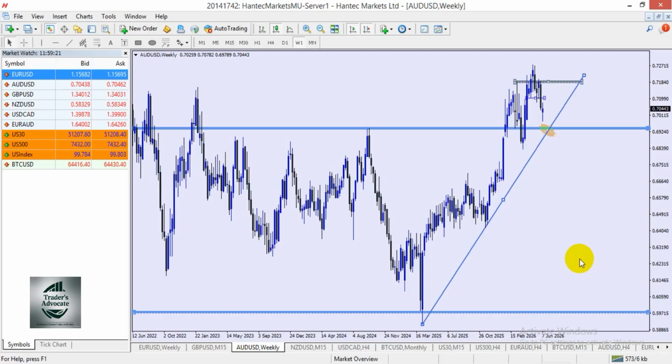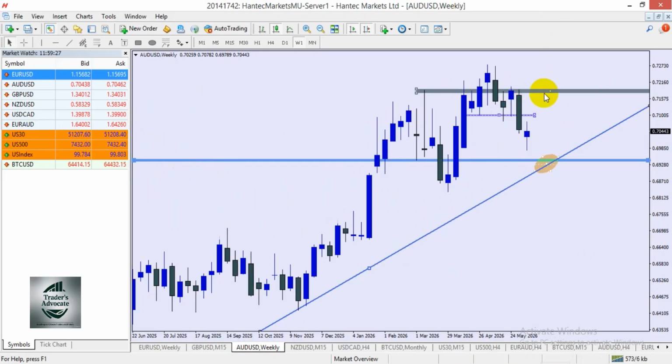The only time I'll be interested in going long is if price breaks above here. That's when I'll be interested in actually going long.